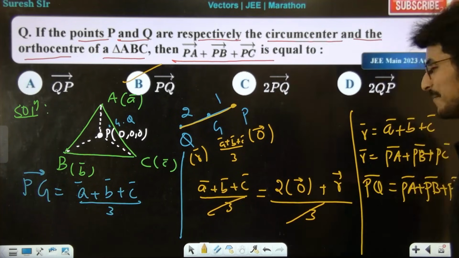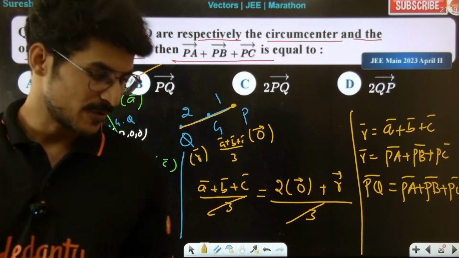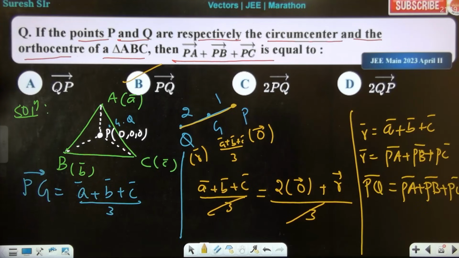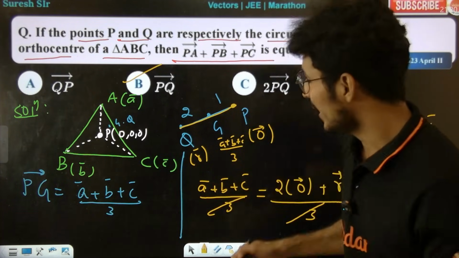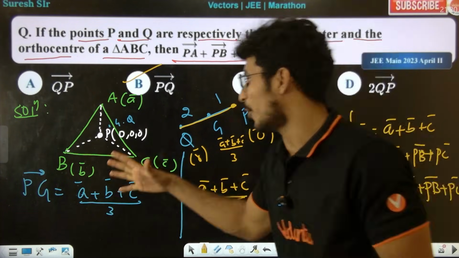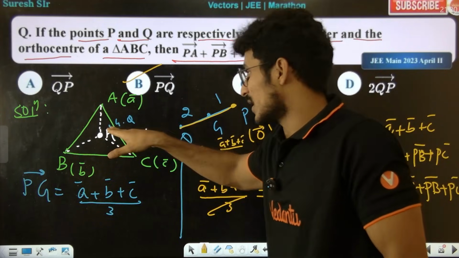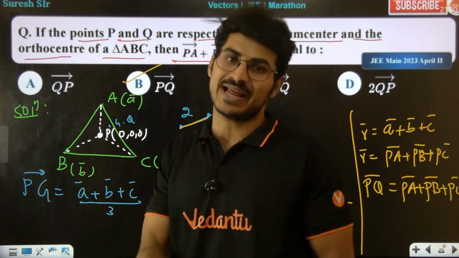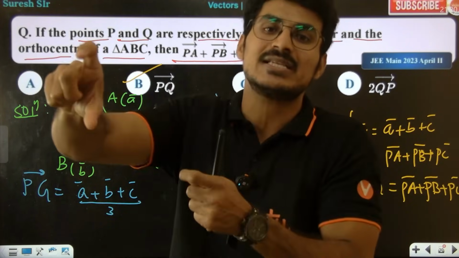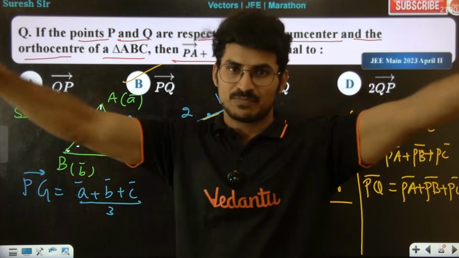Next, any doubts here? Any doubts? Yes sir, no doubt sir. Wonderful question, easy question. And now I just taught you one important point. Circumcenter is the only point in any triangle which will be at an equal distance from all three vertices. That is a concept sir.